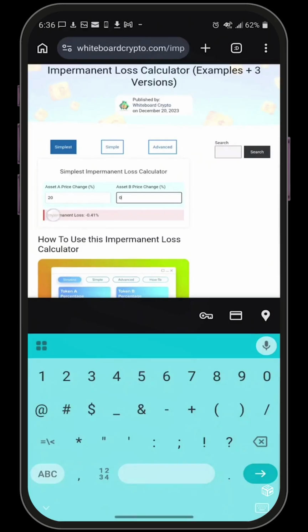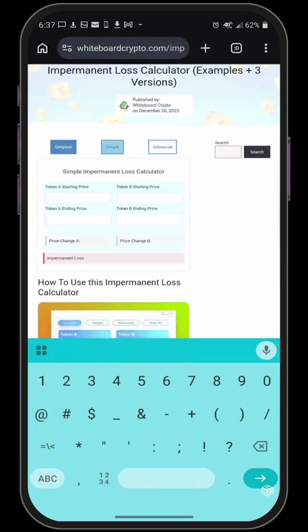Okay, so this demonstrates an important principle. Impermanent loss isn't caused simply because prices go up or down, right? It happens when two assets move by different percentages. The greater the difference in their price movement, the greater your potential impermanent loss.